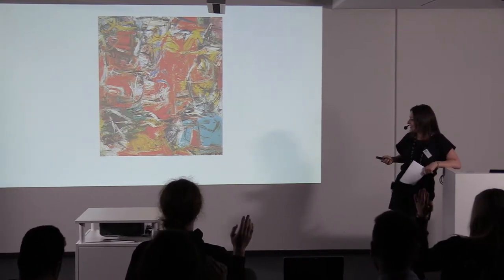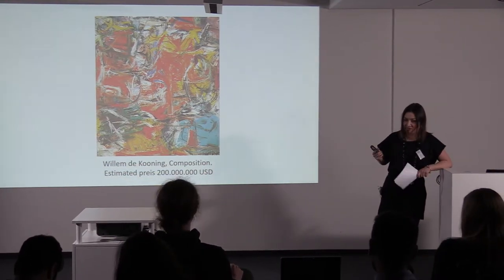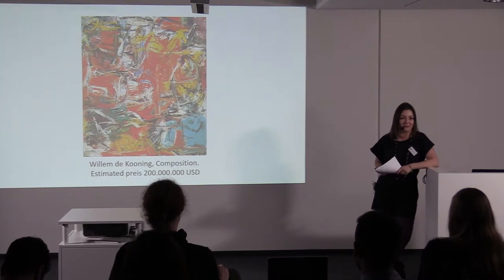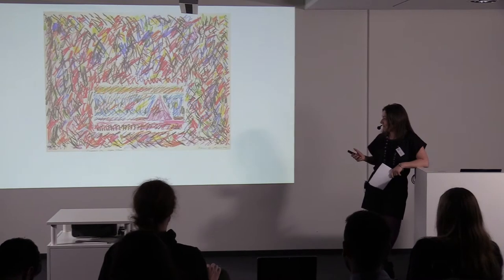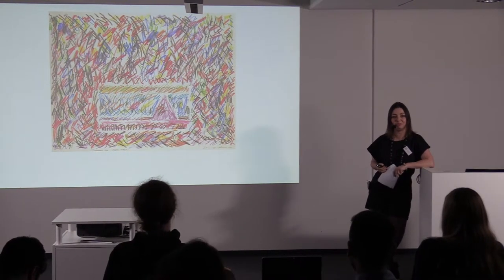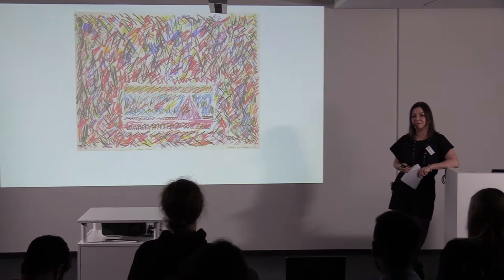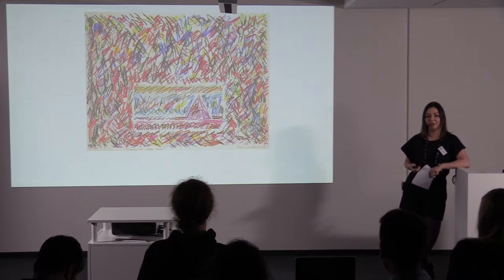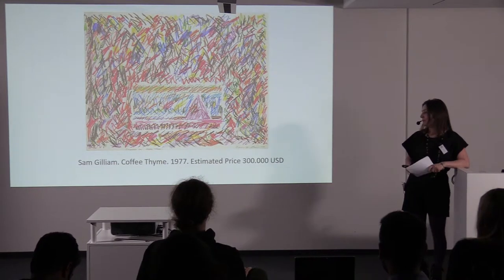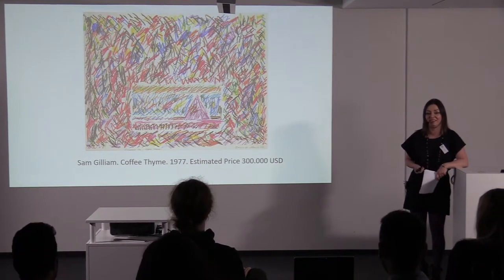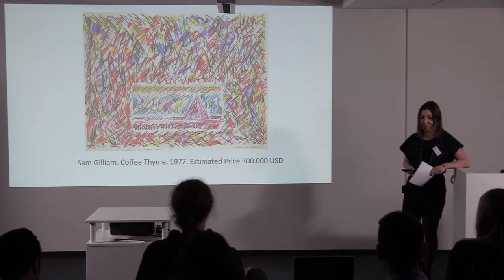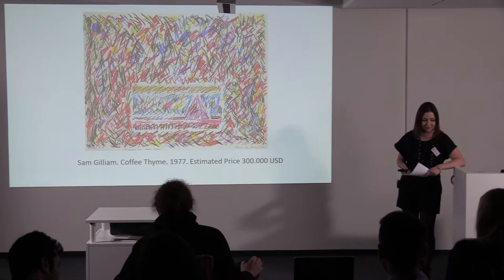Yeah, you're right. This is Willem de Kooning. Maybe you saw it. It's a composition, estimated price $200 million. Any guesses about that? Do you think it's a child's work? No, yes, no. Good, really art experts. Sam Gilliam, Coffee Time, 1977, estimated price $300,000. But enough games, let's talk about abstraction.